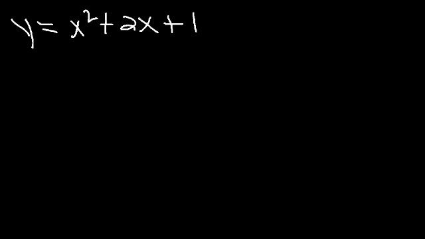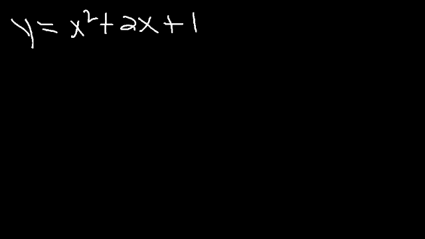To solidify the concept, we'll need to work on some more examples. So let's say y is equal to x squared plus 2x plus 1. Go ahead and find the derivative of the inverse function in terms of y and in terms of x using all three methods.